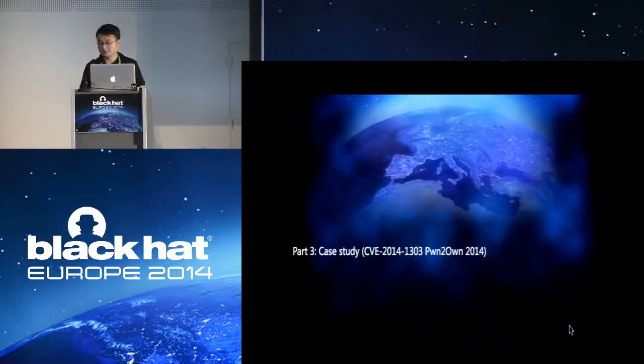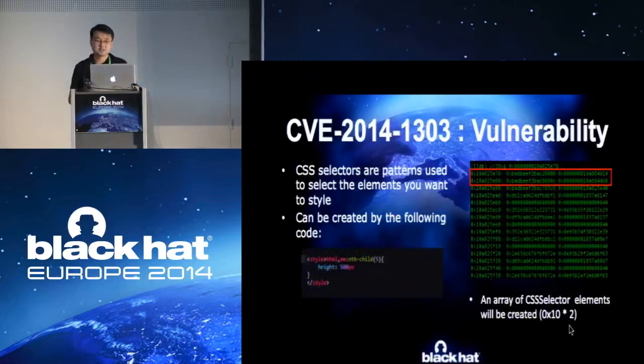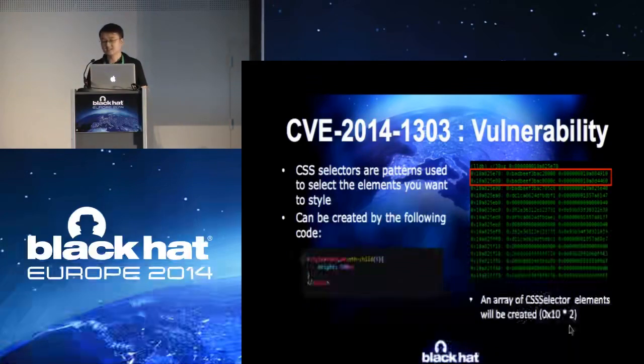So now I will talk about a case study, which is Pwn2Own 2014 Safari Pwn. First is the vulnerability. As we know, in HTML, in CSS, we have a concept called CSS selectors, which you can define and apply to elements with some tags. Here you can see the code. I defined two CSS selectors, and in memory it will show as 32 bytes, 16 bytes each. Because I created two, it is 32.